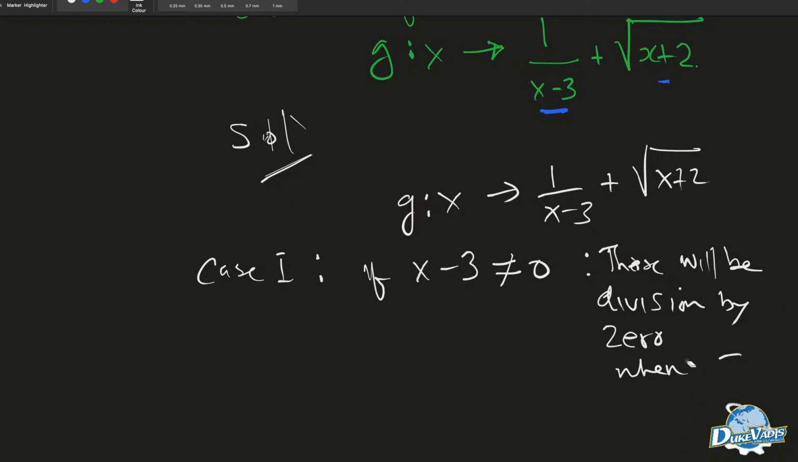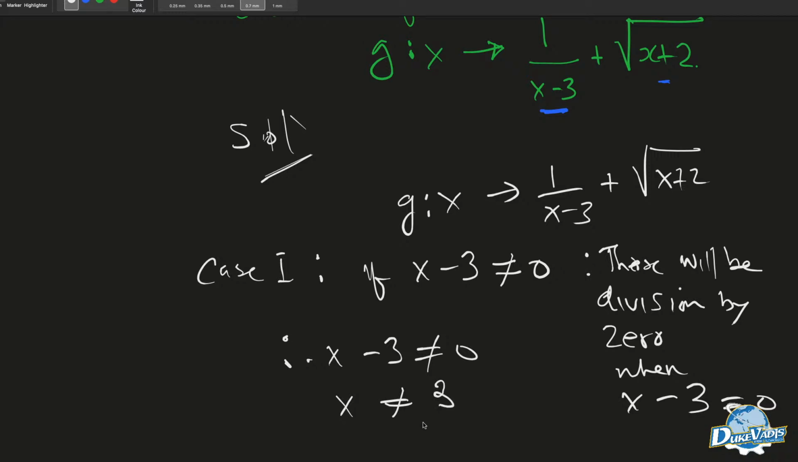So when x minus 3 is equal to 0, therefore x minus 3 shouldn't be equal to 0. And if that is the case, then x shouldn't be equal to 3. So this is a possible domain.